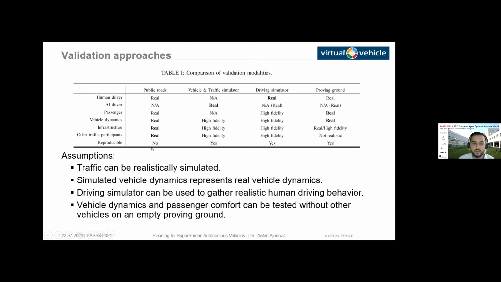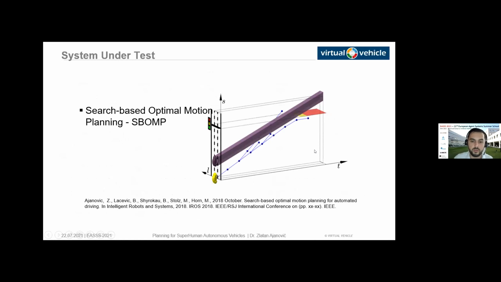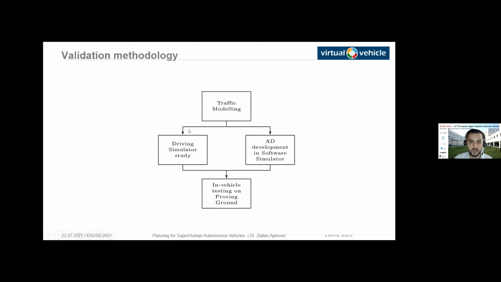And these are different validation approaches. We can evaluate it on public roads, but this doesn't give us reproducibility, because we cannot reproduce some arbitrary driving situation which we have on a public road, because every driving situation is unique in some sense. Then we have vehicle and traffic simulators, which are quite good, but they are not real. And also we can have a driving simulator, as we will see, and driving on a proving ground. So what we did here is we tested this search-based optimal motion planning framework for automated driving in this manner.